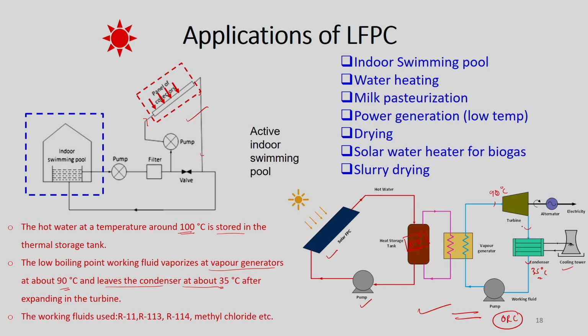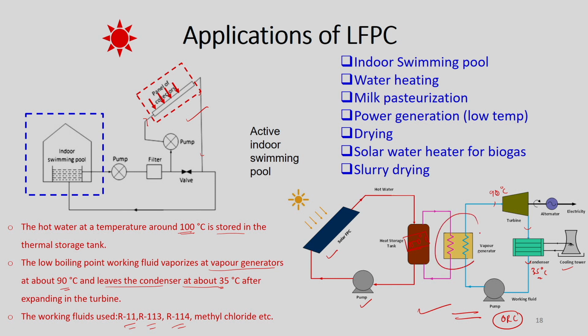So, even though Carnot efficiency is very, very low, still sometimes this configuration can be applied for generation of a small amount of power. The expansion will be there from 90 to 35 degrees C here. This working fluid normally uses R11, R13, R114, then methyl chloride, etc., having a low boiling point. So, this is also working in a closed loop and this is also working in a closed loop.